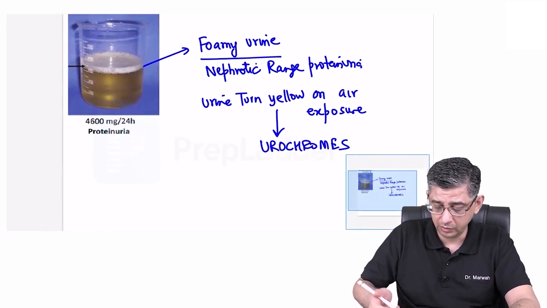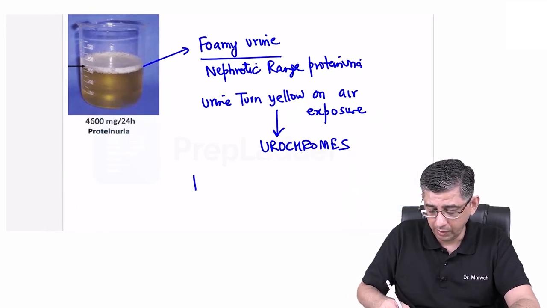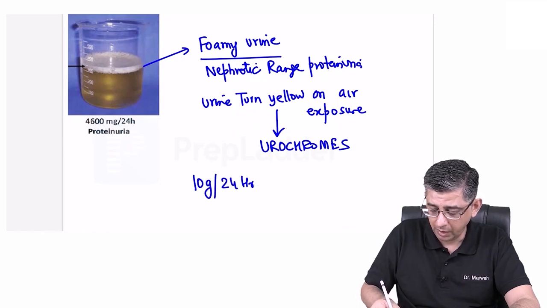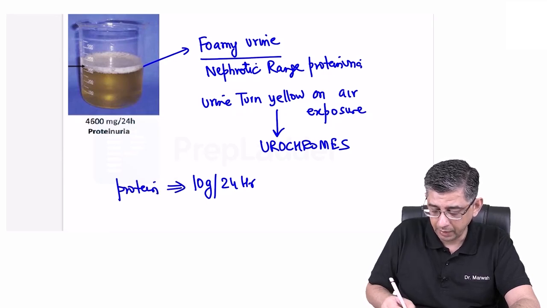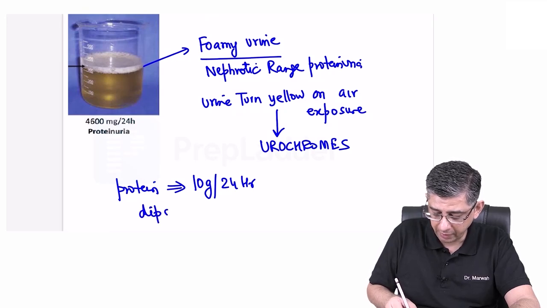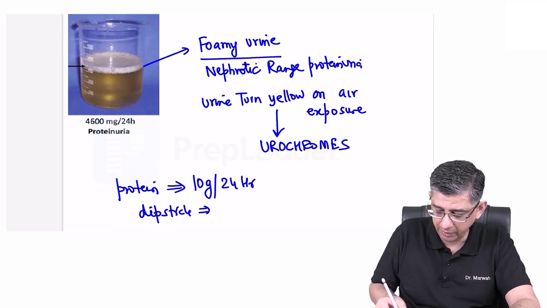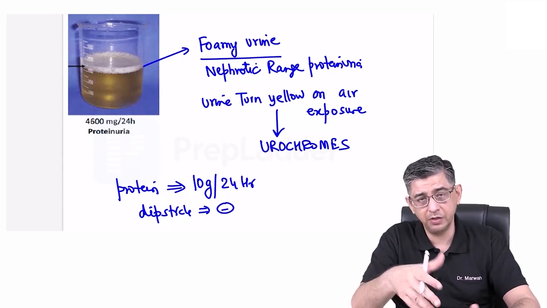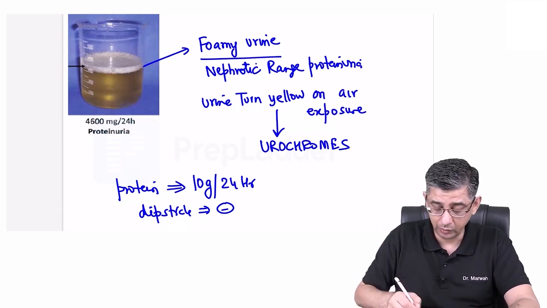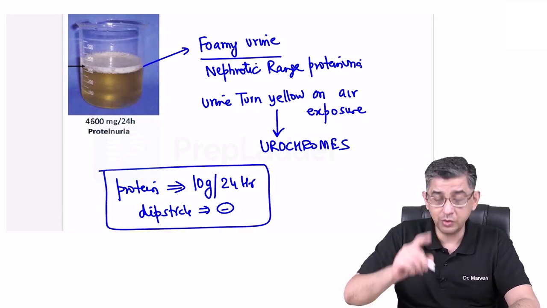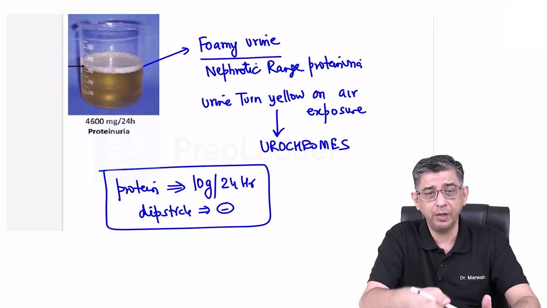And I just want to highlight once again, if you read a question where almost 10 grams of protein are present in the urine in a 24-hour period, and the dipstick of the patient is negative, then you always have to think in terms of the fact that the dipstick is false negative. I already sensitized you to that, and that was again one of the scenarios that was mentioned, because Bence-Jones proteins cannot be picked up with the help of a dipstick.